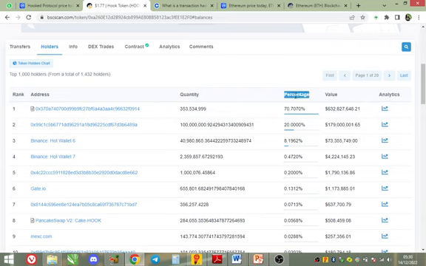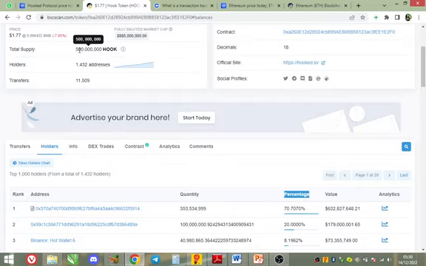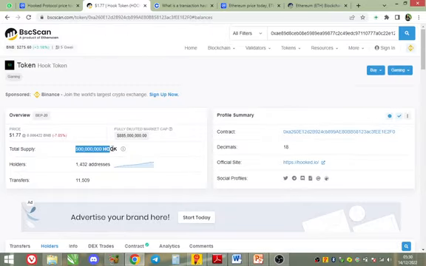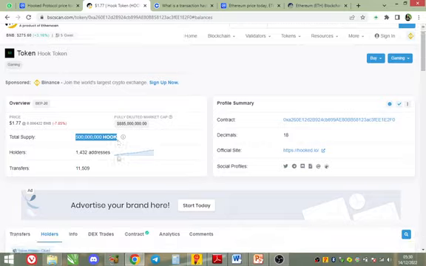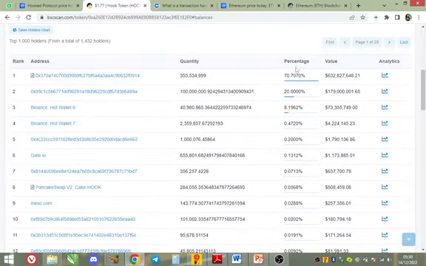Now, the percentage in what? This actual person is holding 70% of the hook token, from its original 100% supply. So this is the value. When we say the value, we mean the value in USD.